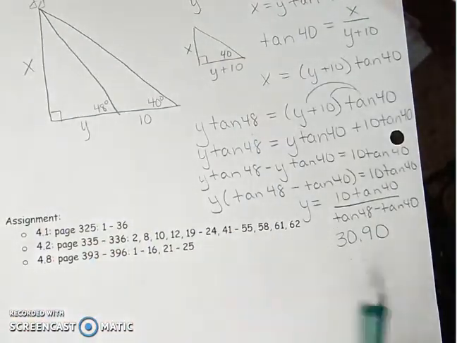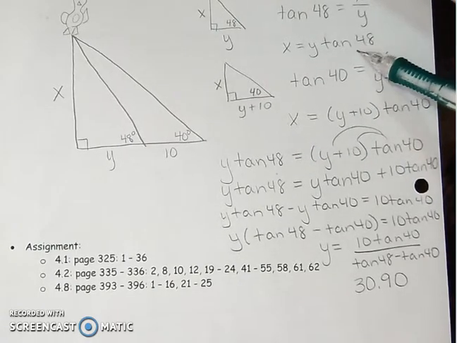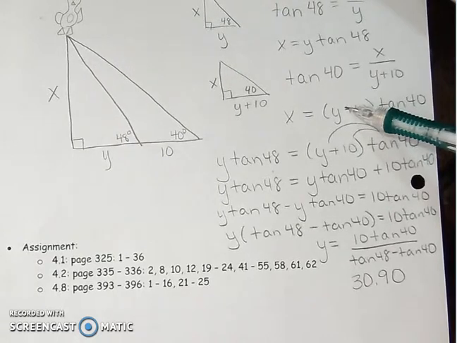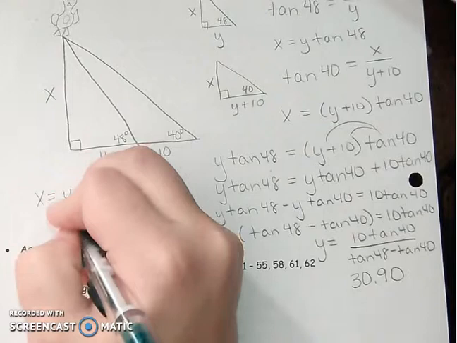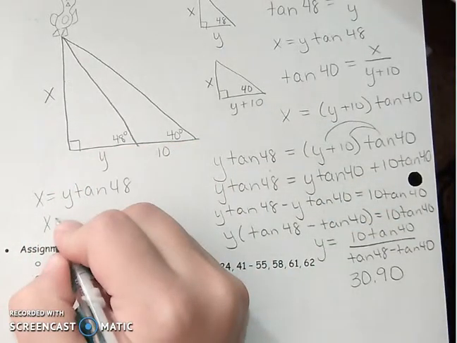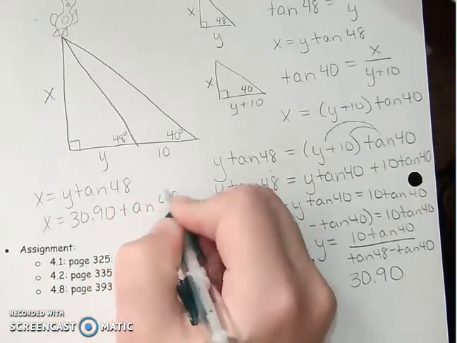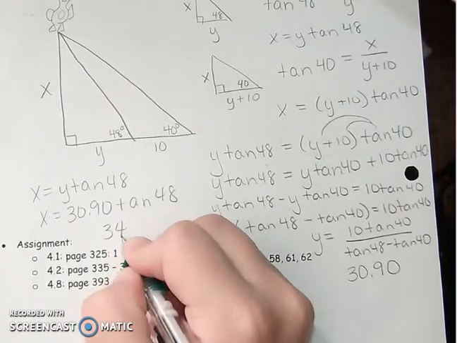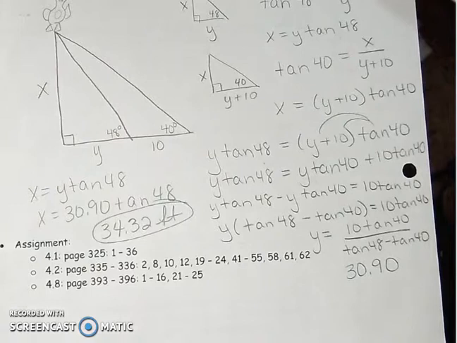All right, so this gives me y, which is not what I'm looking for. I'm looking for x. So I have two expressions that I can use to find it. This is the easier of the two. So if x equals y times the tangent of 48, then that means x equals 30.90 times tangent of 48, which means this little penguin is only 34.32 feet in the air. Kind of crazy how that works.